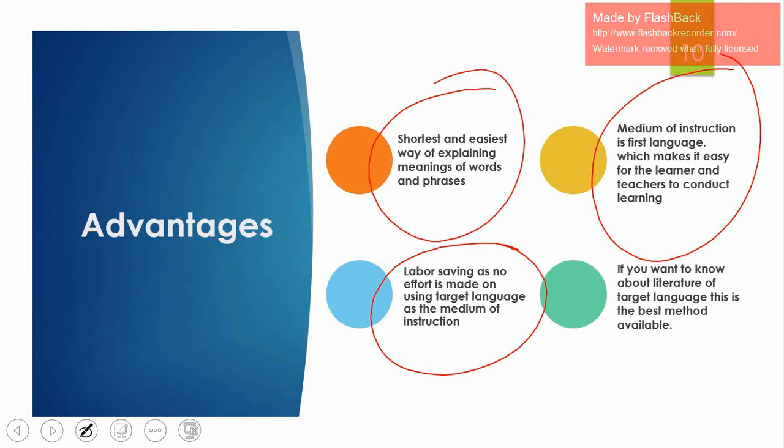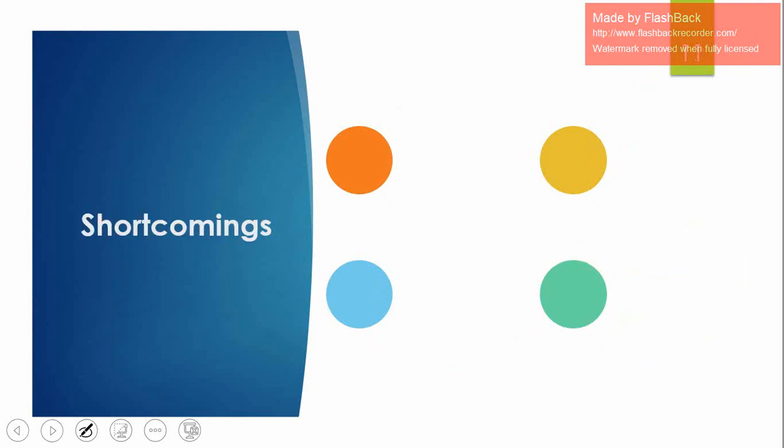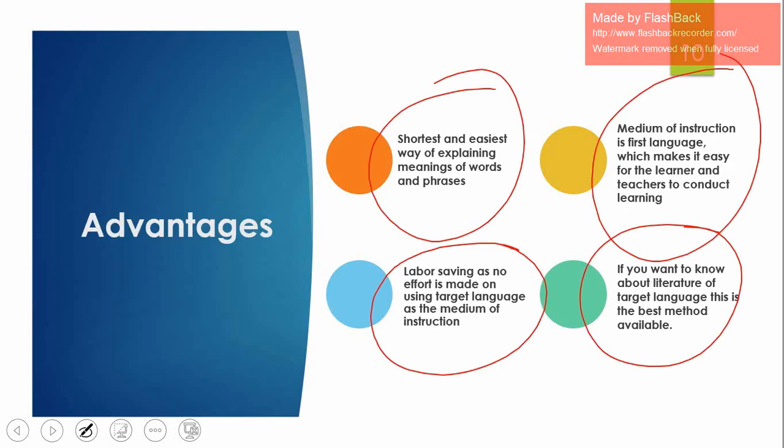is the best method available, because in some parts of the world we are just teaching literature, English literature, to the students, about knowing the books and this and that. So this method is applicable and very feasible in such situations. Okay, we had advantages.